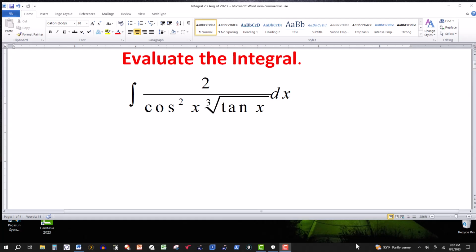For this video, we want to evaluate the integral of 2 over cosine squared times the cube root of tangent x. Want to pause the video and try this? Go ahead. I'll be right back.